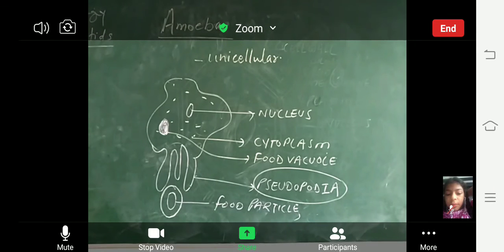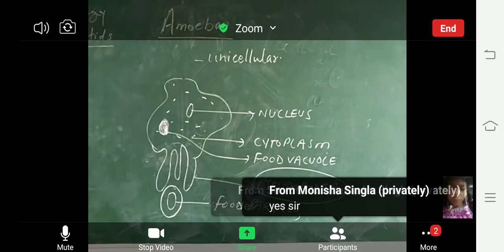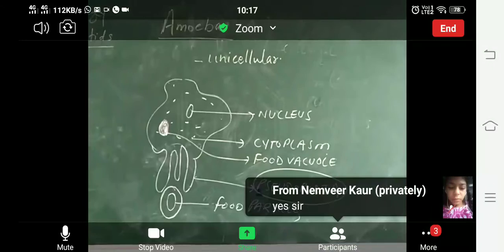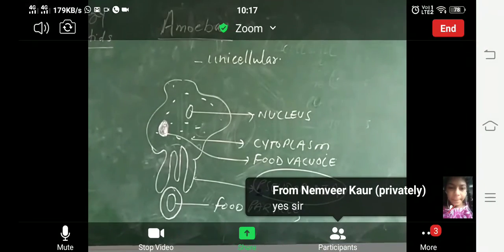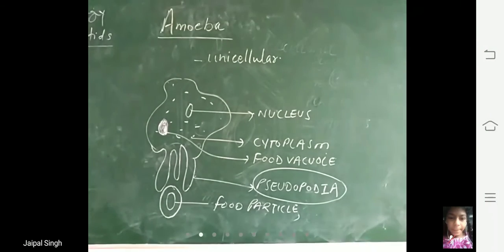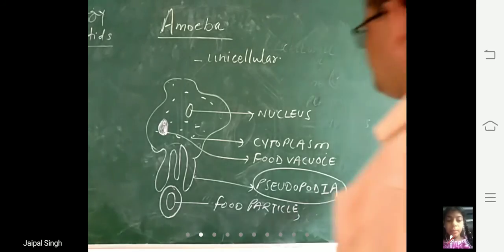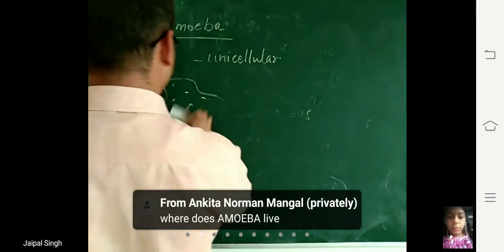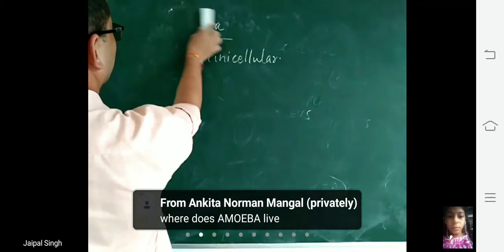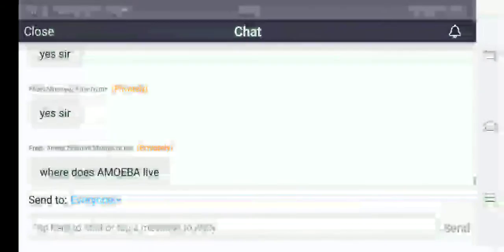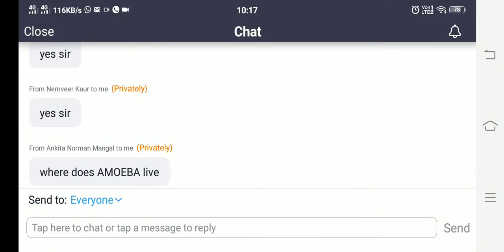रिकॉर्डिंग चल रही है. ओके बेटा. सर. ओके.